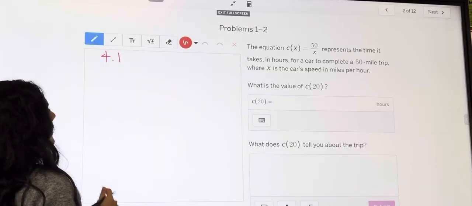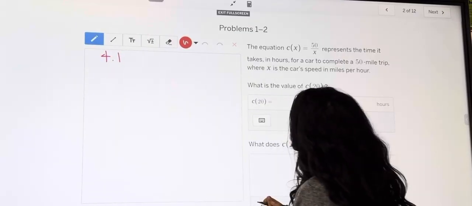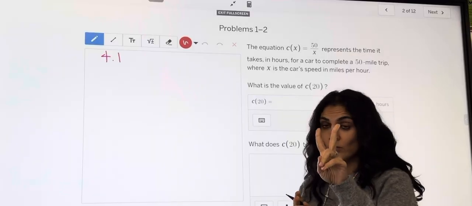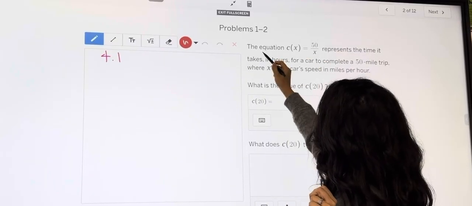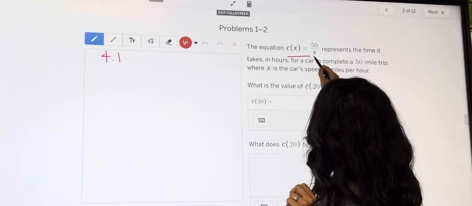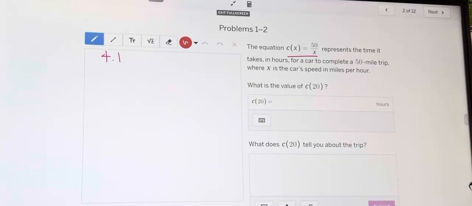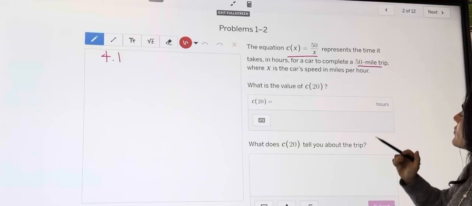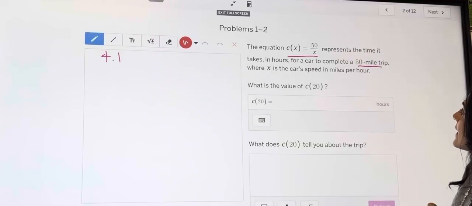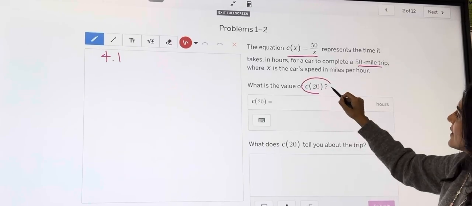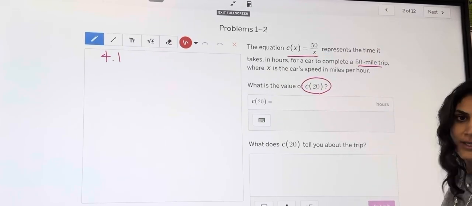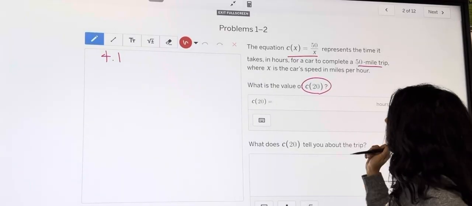All right. Here is numbers 1 and 2. We have an equation. C of x is 50 divided by x. It represents the time it takes in hours for a car to complete a 50-mile trip. So that's that 50. And x is the speed of the car in miles per hour. What is the value of C of 20? Guess what? I didn't even actually need to read any of that to answer this question.